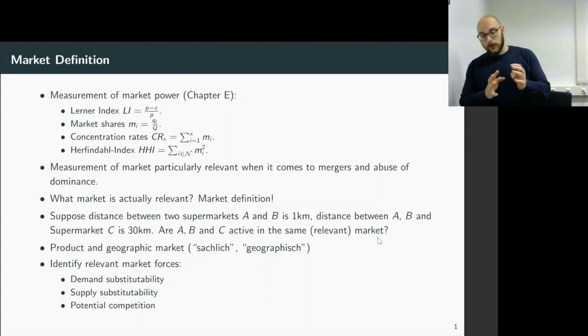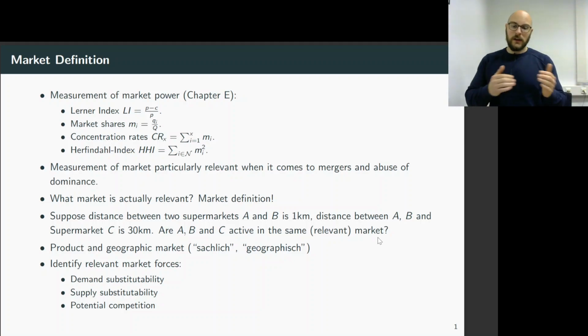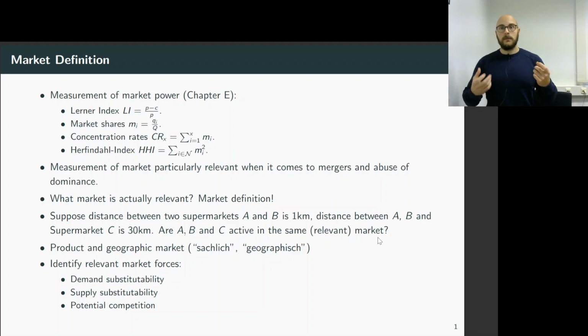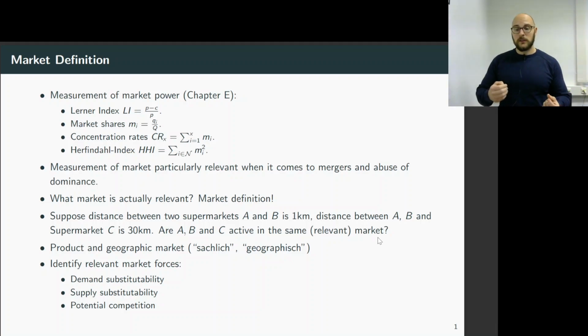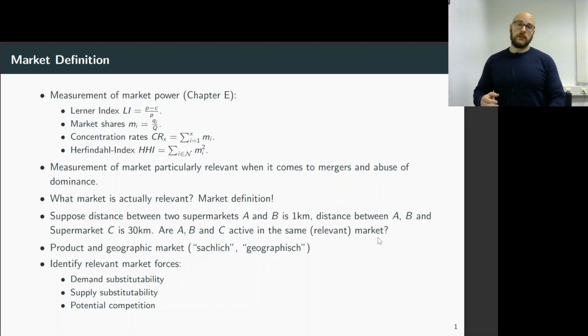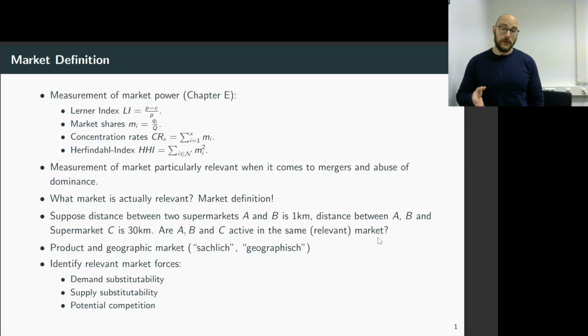Because if you look at A and B, it could be that they are very close substitutes because the distance between them is relatively short, and supermarket C is very far away, so it's probably not in the same market as A and B. However, it could be the case that supermarkets A and B have a different assortment, for instance, right? So it could be that supermarket A specializes in organic products, whereas B doesn't care about that. And if C also cares about organic products, then probably A and C are in the same market, whereas B is not. So it's not easy to say.